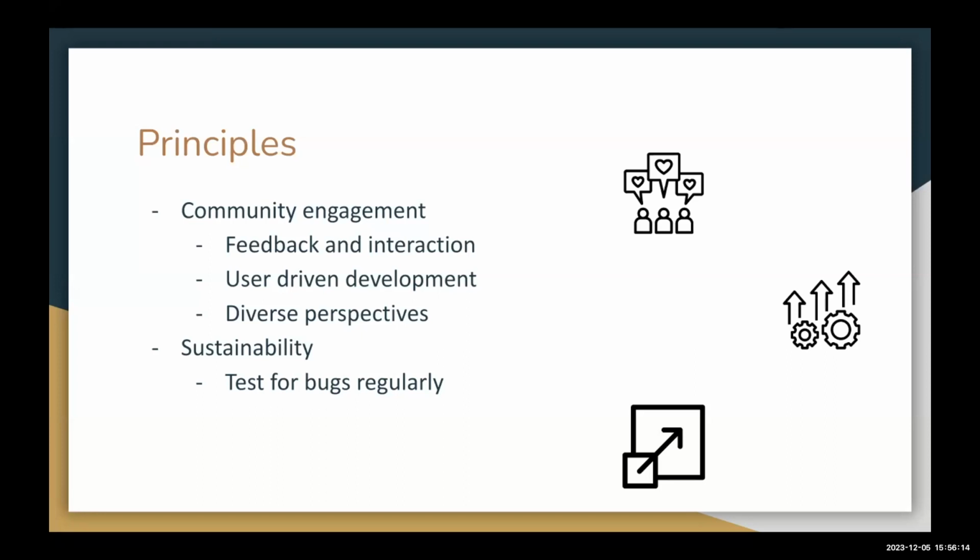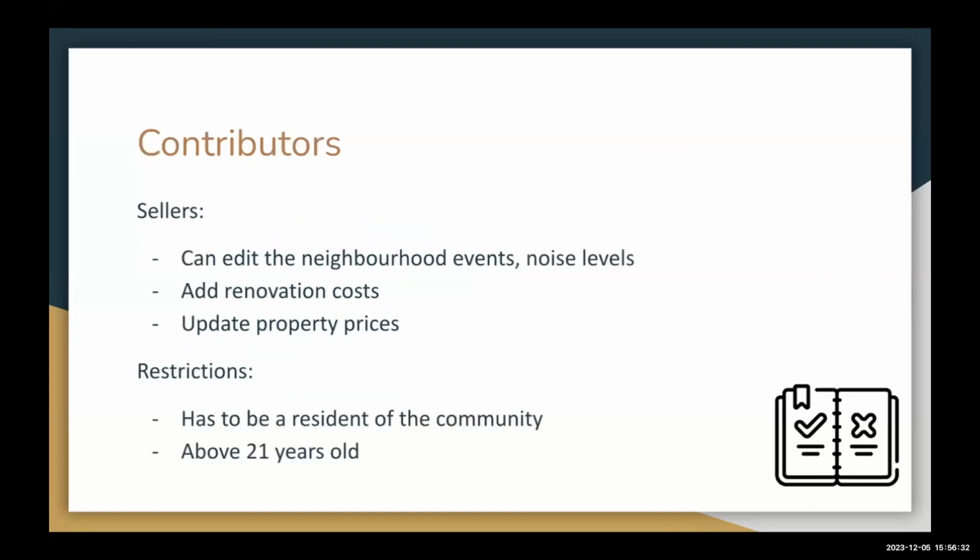And the way I want to include sustainability is in the website: test for bugs regularly, constantly update the prices for the houses, and make sure all the comments about the community are regularly updated. The contributors to this are the sellers of the house. They can edit the neighborhood events, noise levels, add renovation costs, and update the property prices.